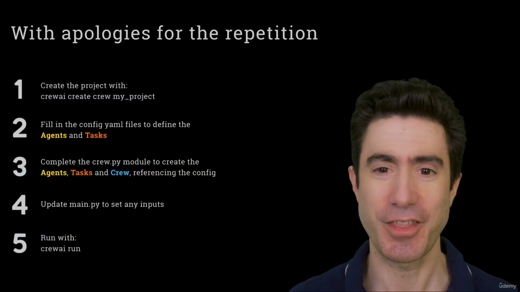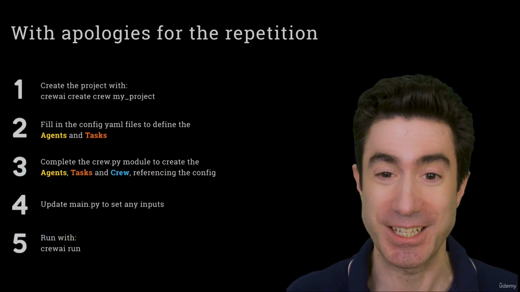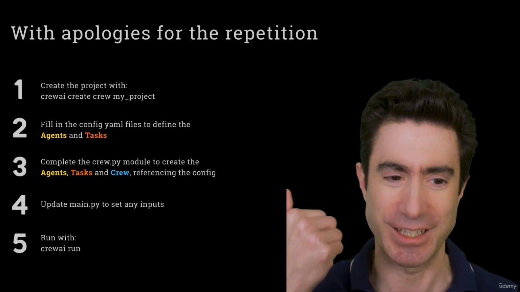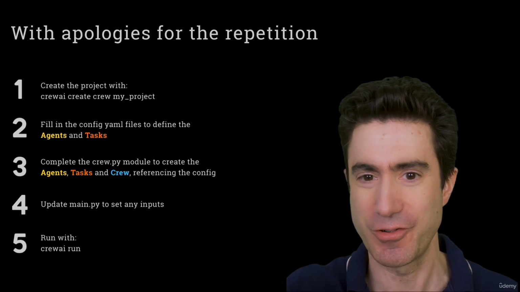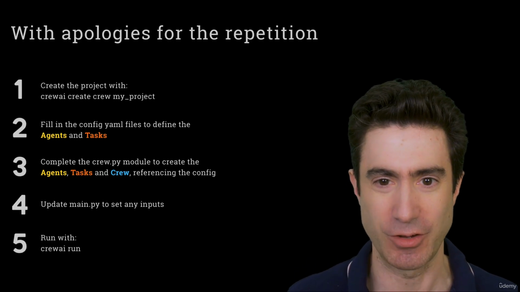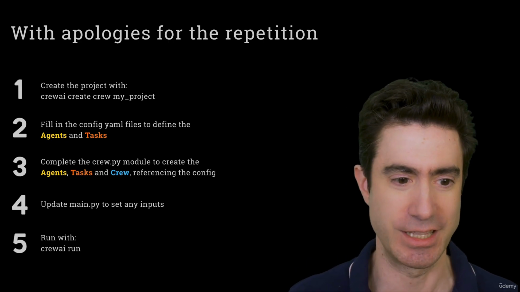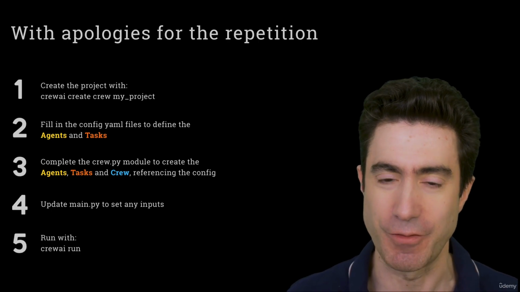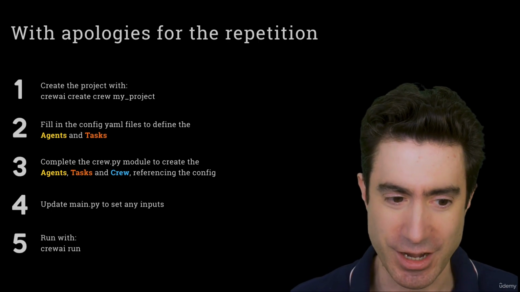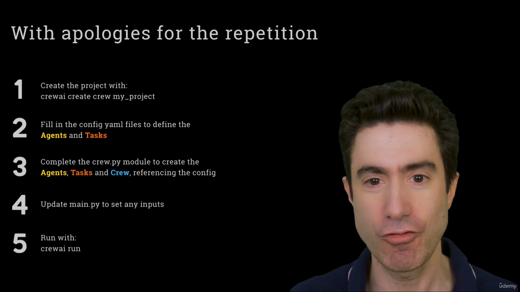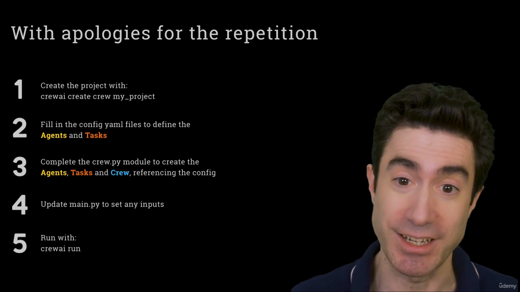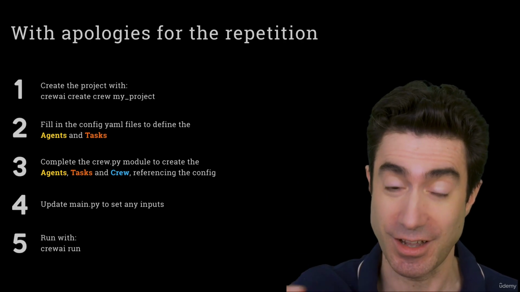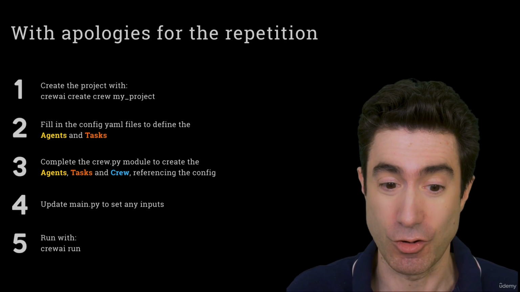But first, another repetition. I hate to repeat these things, but sometimes it's good to drum it in. Building a crew project involves 5 things. First of all, Crew AI, create crew, the name of the project to set up your crew, build those directories and those files. Number 2, you find the YAML files for your agents and tasks and you fill them in to define your agents and tasks. Number 3, you go to the crew.py module, which is where you actually create the instances, and you use decorators to identify the agents and tasks that you'll be using, and then you create your crew itself.